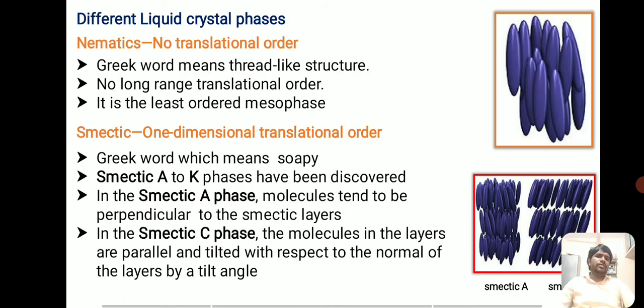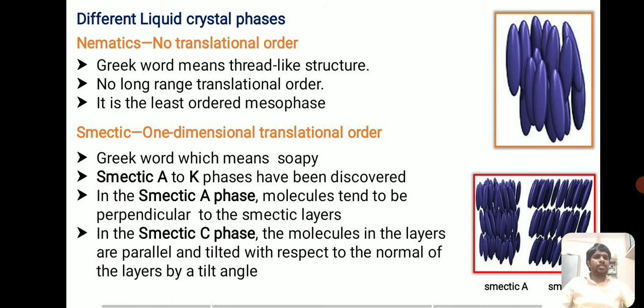Coming to the different liquid crystal phases, we have so many phases. The first one is the nematic crystal phase. Here there is no translational order. Nematic is a Greek word. It means thread-like structure. There is no long range translational order in this nematic phase, and it is the least ordered mesophase.